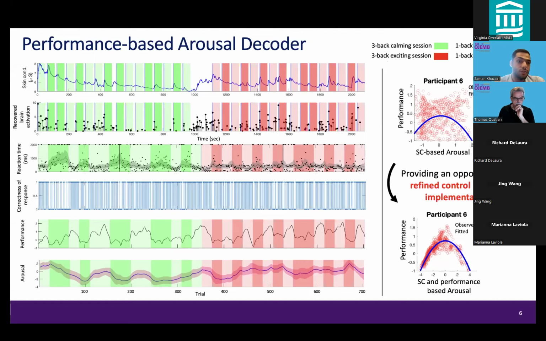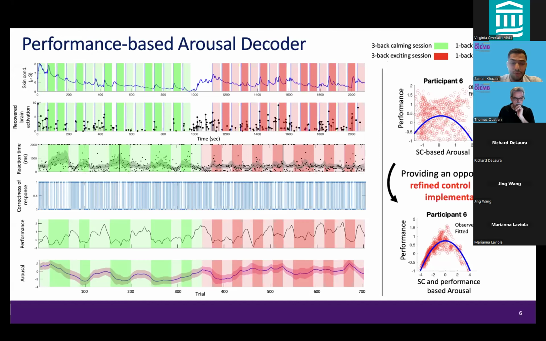The first sub panel is showing the collected skin conductance signal. As you can see, the baseline of the skin conductance starts to decrease during the calming session. The second sub panel is the recovered brain activation, in which during the exciting session, the number of impulses as well as their amplitudes are slightly higher.